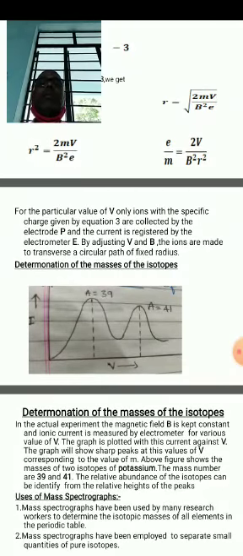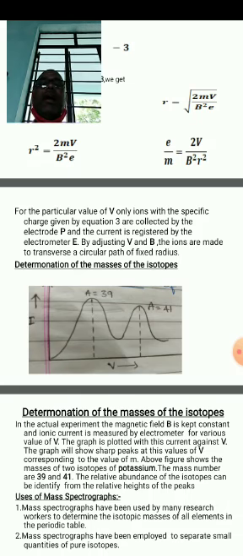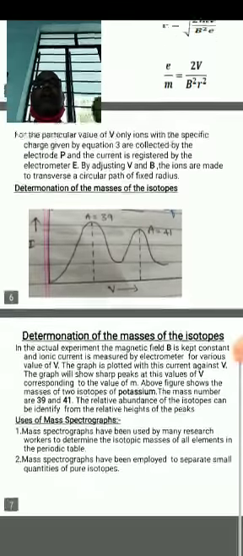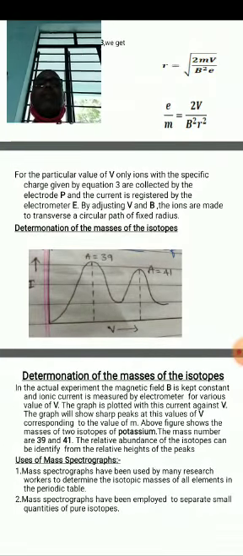For a particular value of V, only the ions with the specific charge given by the equation 3 are collected by the electrode P, and the current is registered by the electrometer E. By adjusting V and B, the ions are made to traverse a circular path of a fixed radius. Then the determination of the masses of the isotopes.